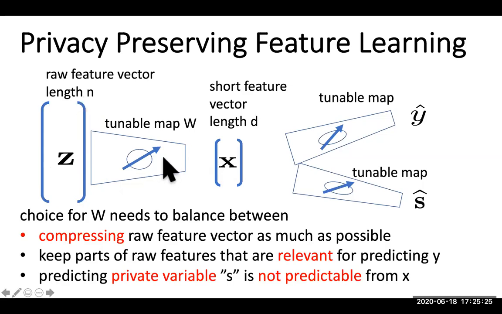So we would like to choose the tunable map such that x, the resulting compressed feature vector, does not contain any relevant information about a private variable s. So this s is something like another label. So each data point is assigned two label values or quantities. One is y and one is s. y is what we would like to predict using our machine learning method, and s is the private information that we do not want to touch.